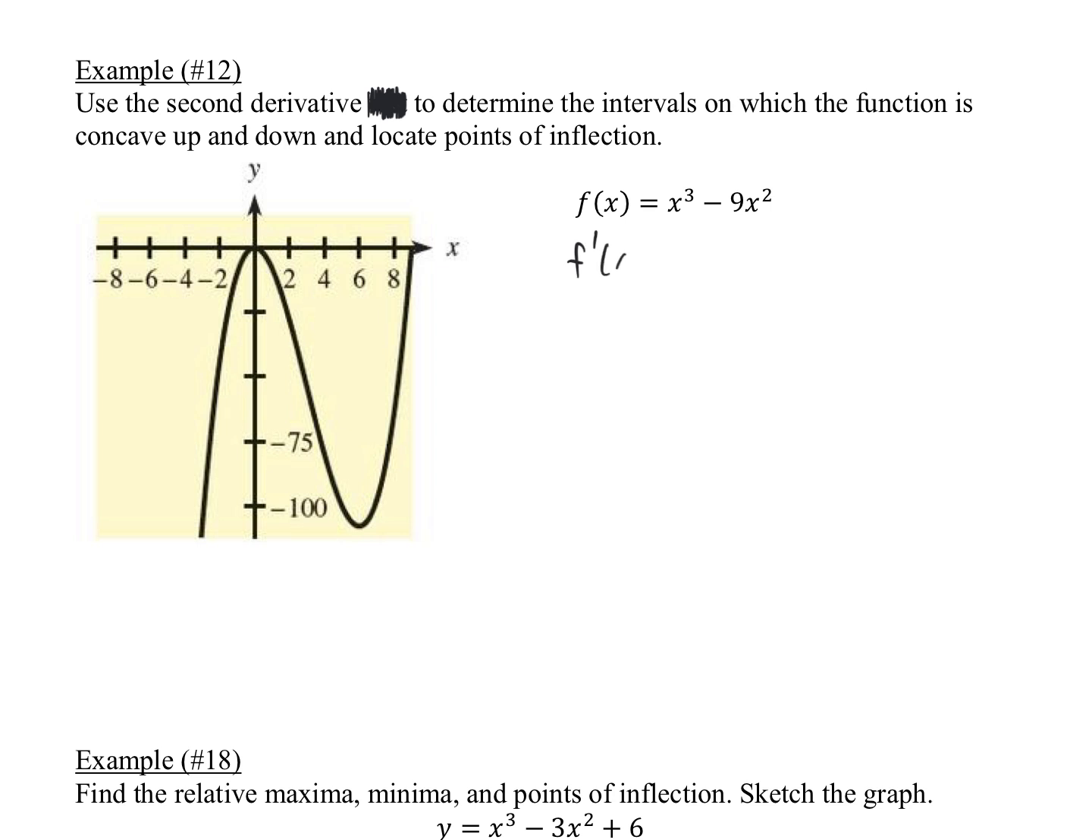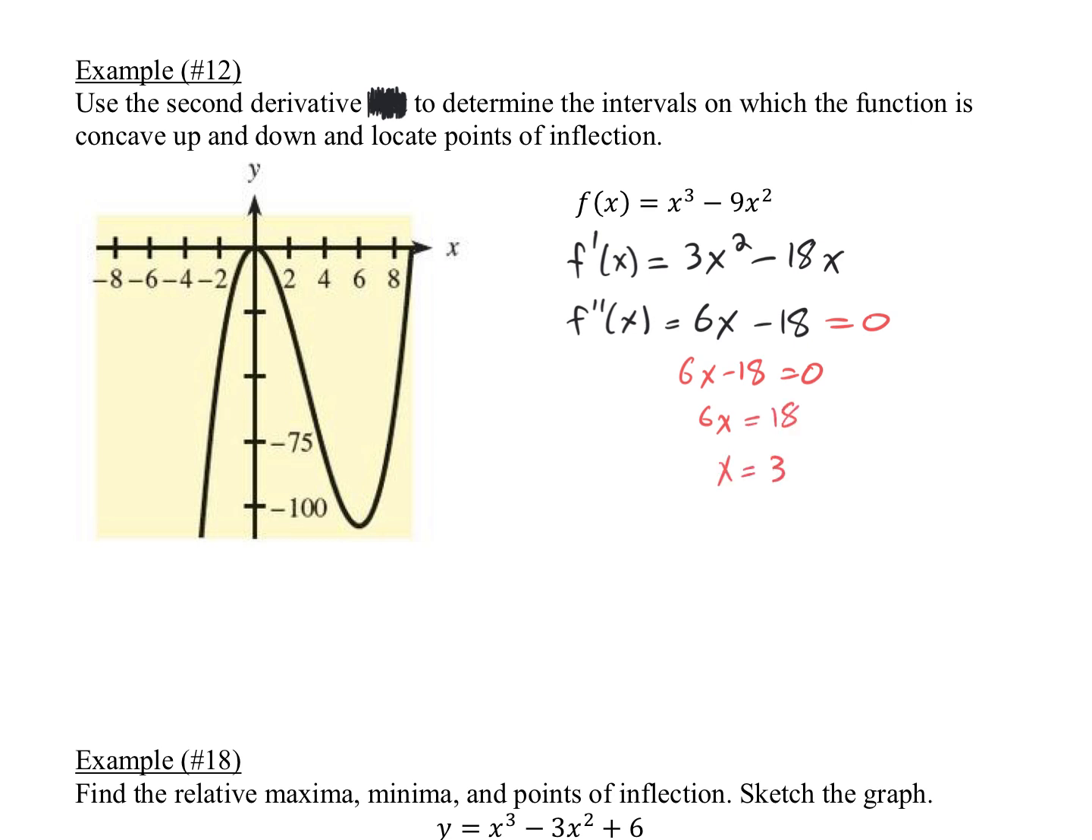We're using the second derivative, so let's find it. Your first derivative is 3x squared minus 18x. Your second derivative is 6x minus 18. We are going to set it equal to 0. So 6x minus 18 equals 0 means 6x is equal to 18, which means x is equal to 3. I boxed it in just by habit. What is this? This is a potential inflection point.